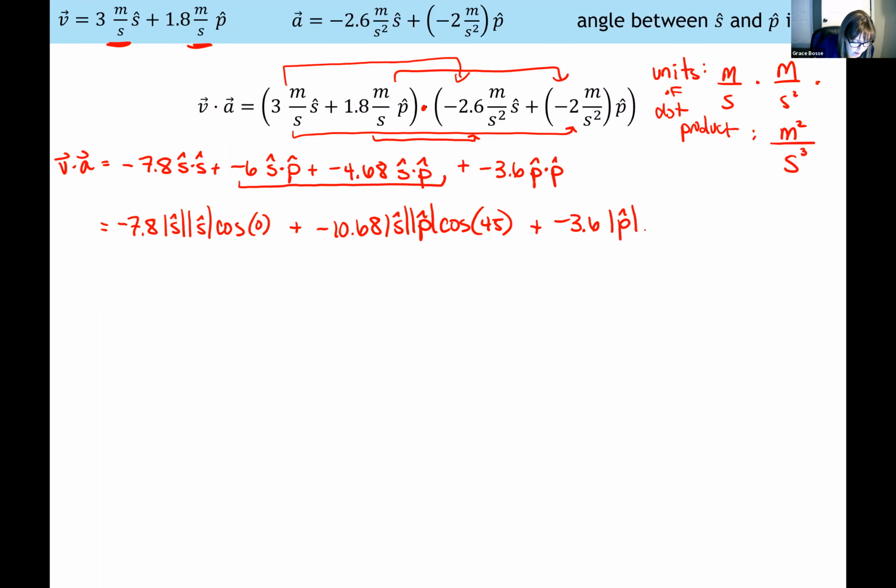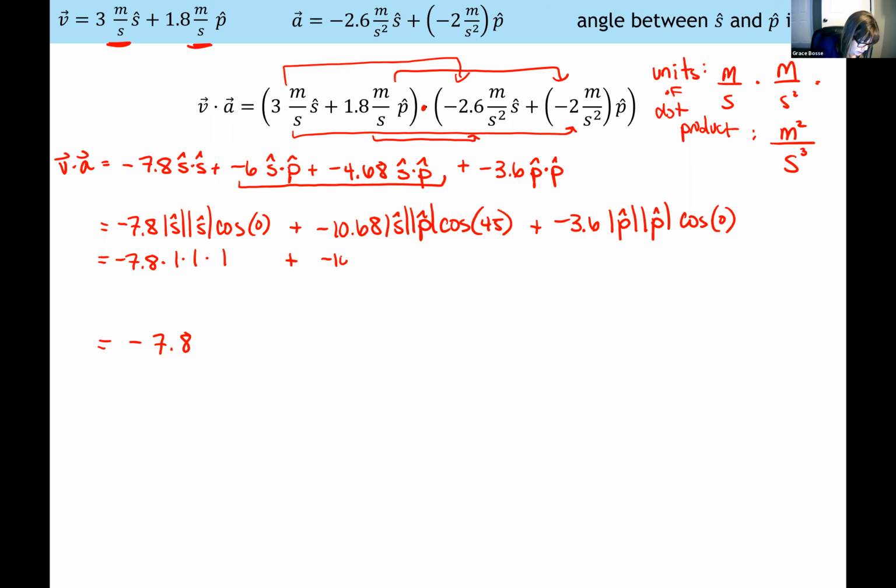It'll be the norm of p hat times the norm of p hat times the cosine of the angle between p hat and p hat. It's a vector with itself, so it must be parallel to itself. That's why my angle is 0 in that term. So now let's simplify. A unit vector's norm is 1. So the norm of s hat times the norm of s hat is just the number 1 times the number 1, times cosine of 0 is also the number 1. So really I have negative 7.8 times 1 times 1 times 1. So that term is just going to be negative 7.8.